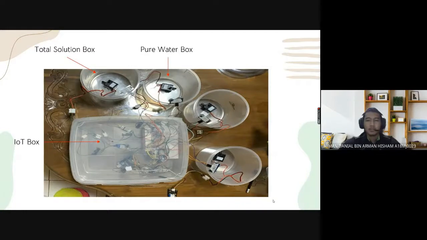The third box is the pure water box, where we store pure water. The fourth box is the base solution box, where we store the base solution for the plants. And the last box is the acid solution box, where we store acid solution for the plants. The three solutions, which are pure water, base solution, and acid solution, will be pumped to the total solution box. And the mixture of solution from the total solution box will be pumped to the three pipes that contain our plants.